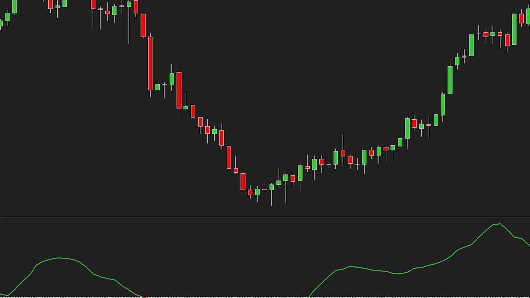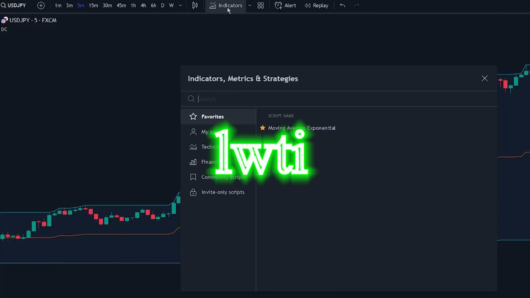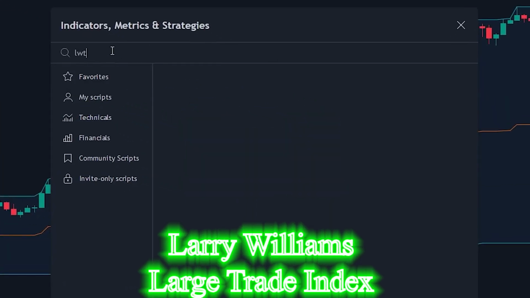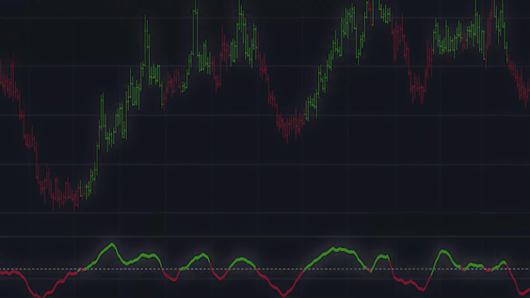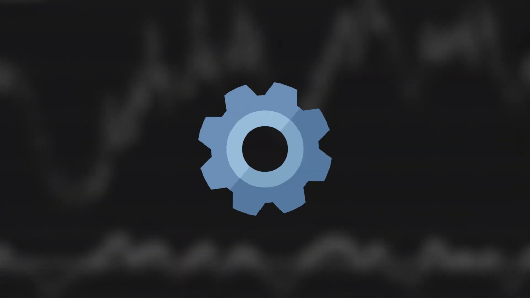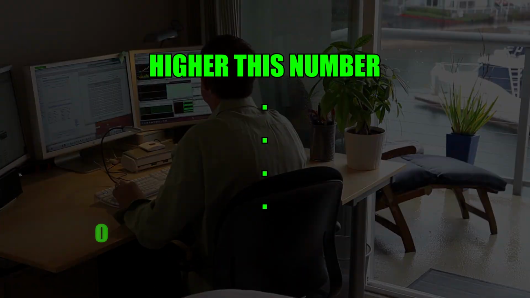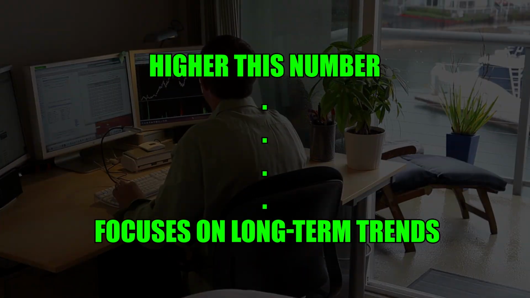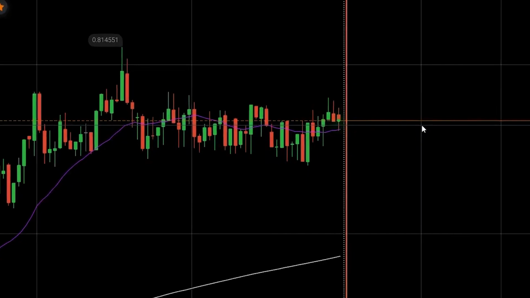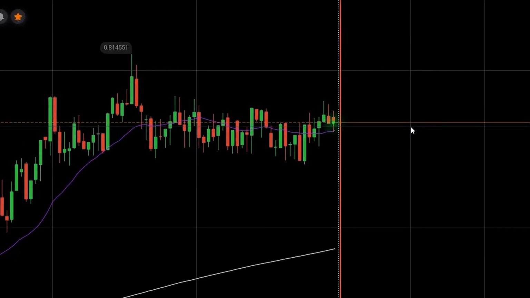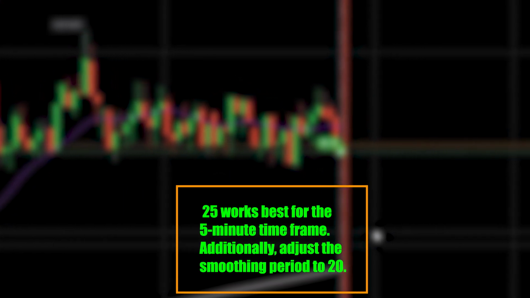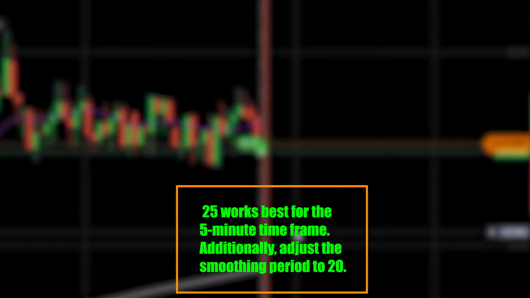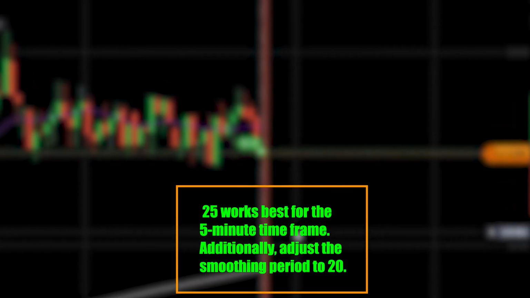The first confirmation indicator we're incorporating is the LWTI, short for the Larry Williams Large Trade Index. Now, let's tweak the settings for the LWTI indicator. Change the period to 25. The higher this number, the more it focuses on long-term trends. If you're seeking confirmation for shorter-term trends, a smaller number is preferable. In my experience, 25 works best for the 5-minute time frame. Additionally, adjust the smoothing period to 20.